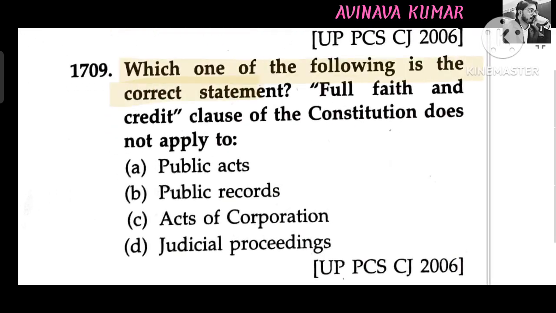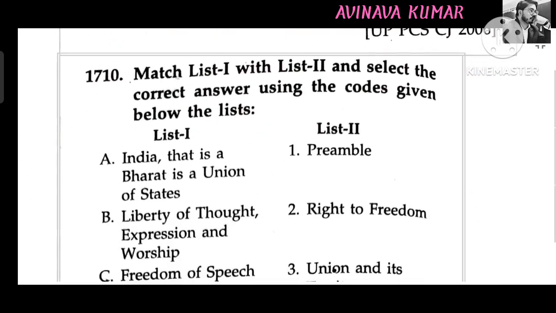Which one of the following is the correct statement? Full faith and credit clause of the Constitution is not applicable to acts of corporations.